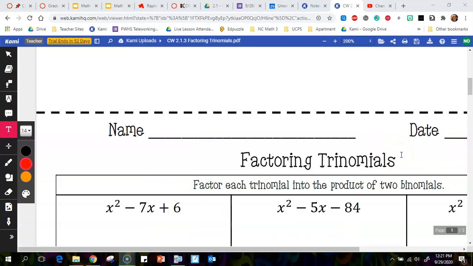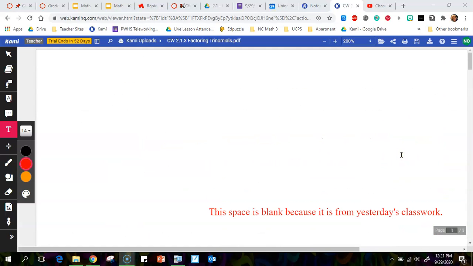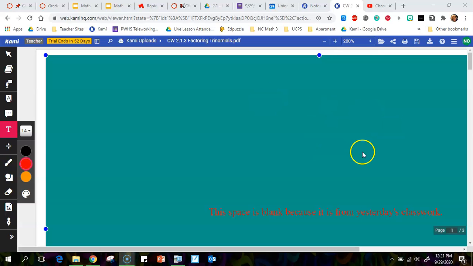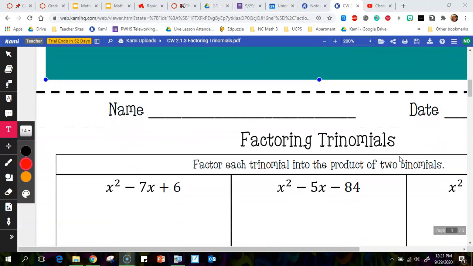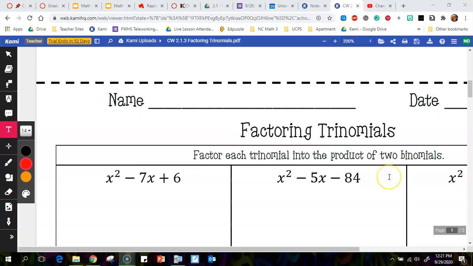It's Wednesday, and the top part of this is blank because this actually included some of the work from yesterday's classwork, so I just put a white rectangle over it.